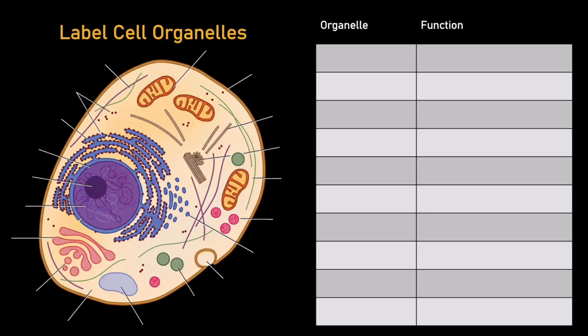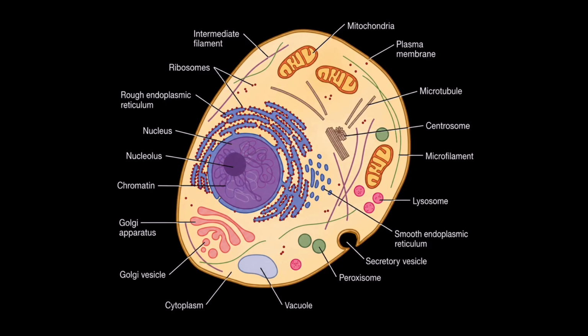All right, before we wrap up, let's put everything we've covered to the test. Here's the same cell diagram you've seen throughout this video, but this time the labels are gone. Pause the video here and see how many of these structures you can identify on your own. You could use this table on the right to jot down each organelle and its function. So go ahead, pause it now, give it an honest try, and then come back. Here's the complete label version. Check your answers against this.